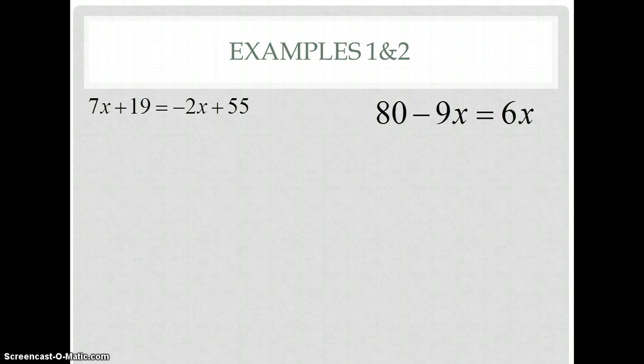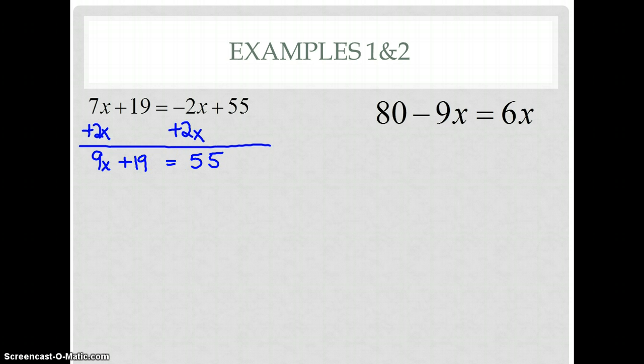So as we look here, we have a variable term and a constant term, a variable term and a constant term. We want to get things into this before we start to take things to both sides. So let's take a look at this first example. I'm seeing a negative 2x over here. The inverse of that is to add 2x to both sides. So we'll go ahead and do that. 7x and 2x is 9x plus 19 equals 55.